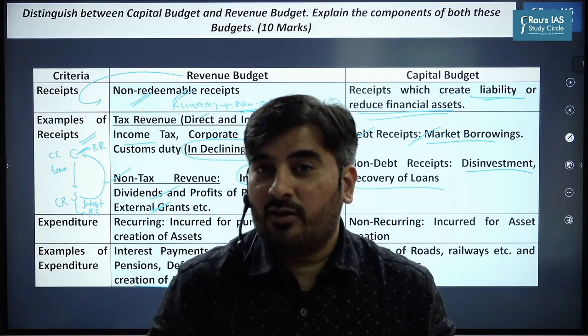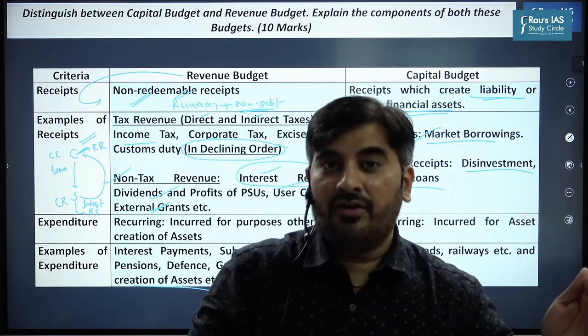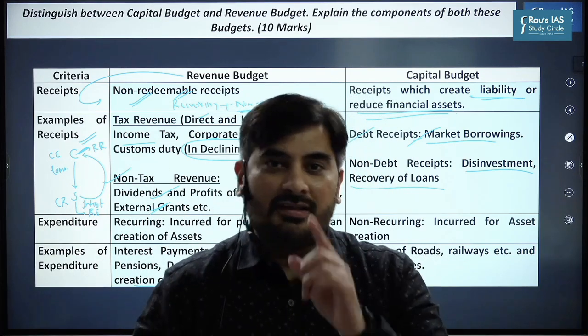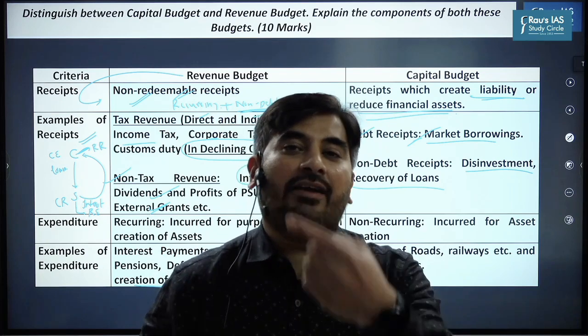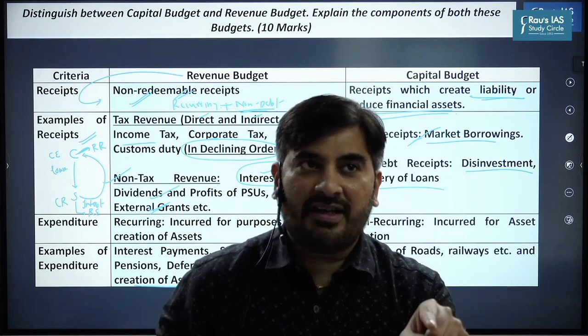Now, the question is, where should you put these grants? Should it be part of the revenue expenditure, or should it be part of the capital expenditure? These grants are given on an annual basis, every year, recurring. So it should be part of the revenue expenditure.